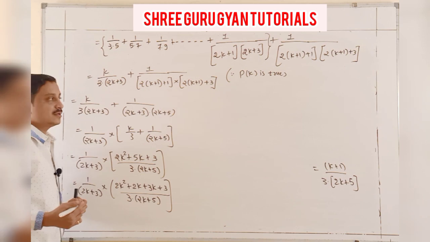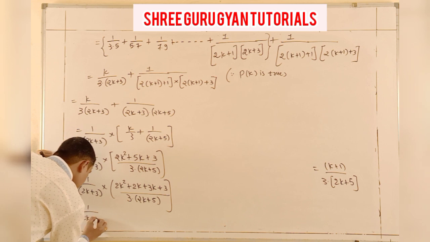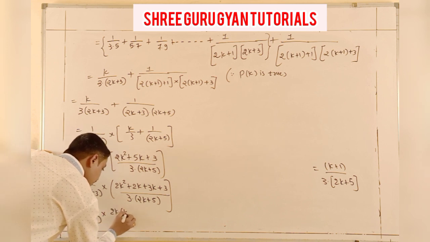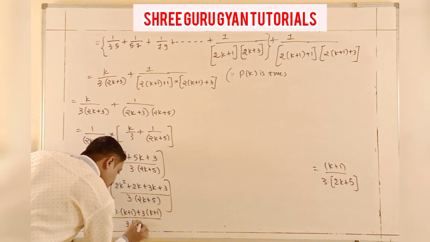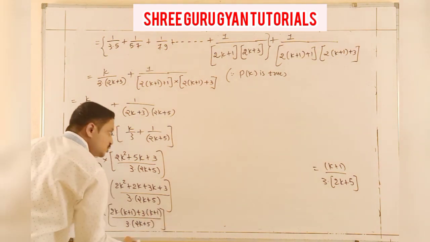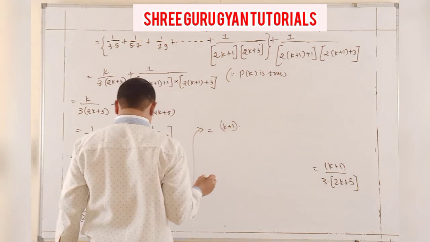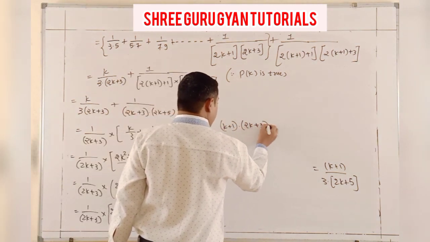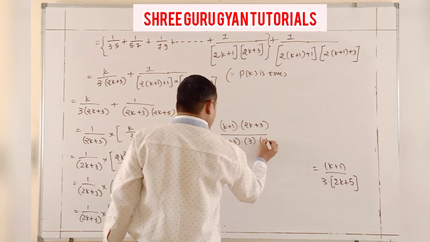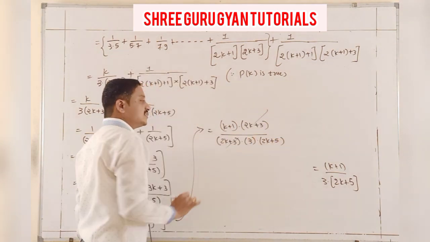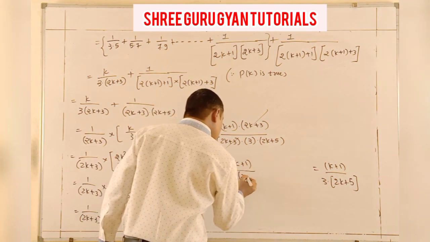Now just take common, take out. So 1 by 2K plus 3. Here 2K common, K plus 1. 3 common, K plus 1 upon 2K plus 5, same as. I hope students you understood. Now here K plus 1, 2K plus 3 upon 2K plus 3, 3 times 2K plus 5, and students, this cancels and the other is your answer. K plus 1, K with the 2K plus 5, check.